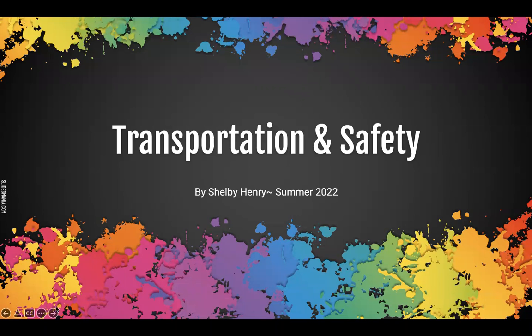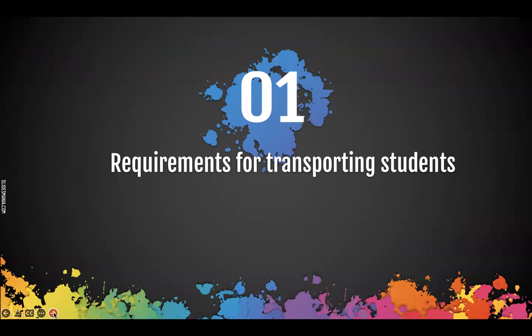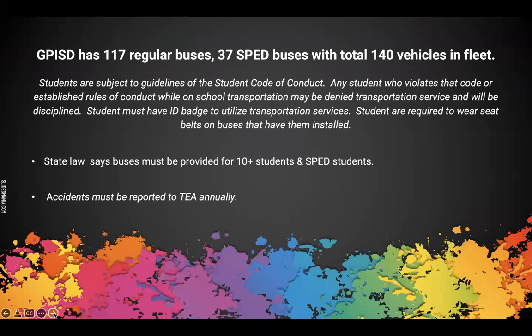There'll be 4 questions we'll be looking at. The first one will be requirements for transporting students. There will be requirements for bus drivers, initial and maintaining eligibility. We'll also be looking at responsibilities of the building administrator and the specific responsibilities of school principals and/or teachers. So let's begin with the requirements for transporting students.